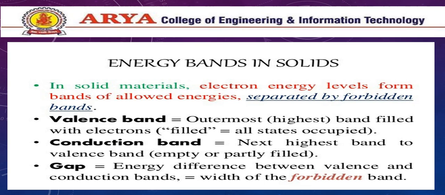In solid materials, electron energy levels form bands of allowed energy separated by forbidden bands. Valence band, conduction band and gap. The valence band is the outermost band filled with electrons, and the conduction band is the next highest band to the valence band, which is empty. The gap shows the energy difference between the valence band and the conduction band.